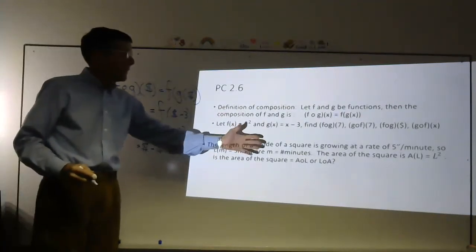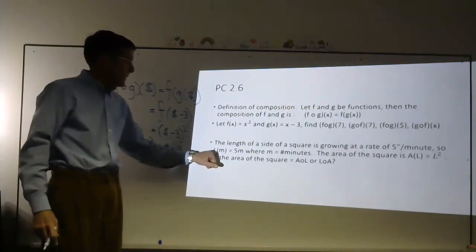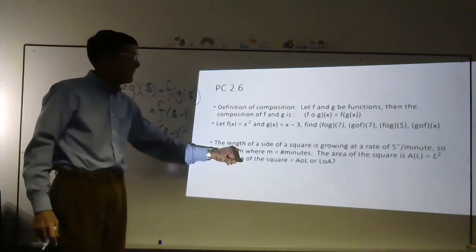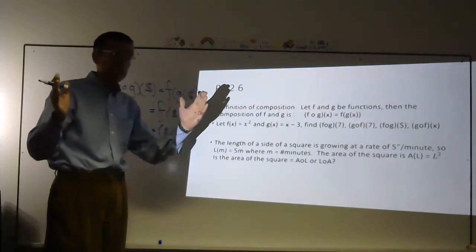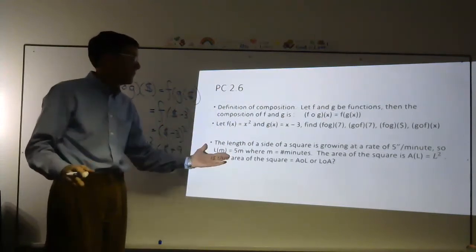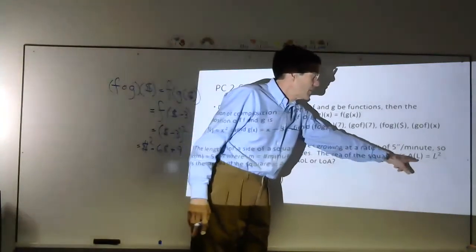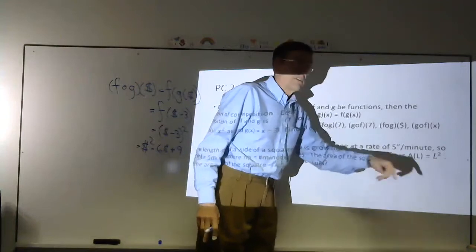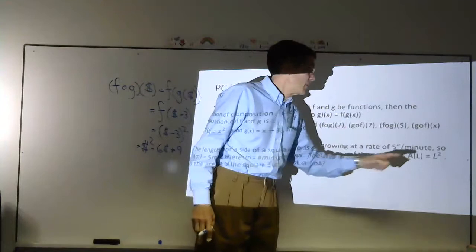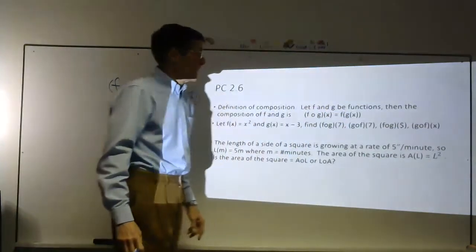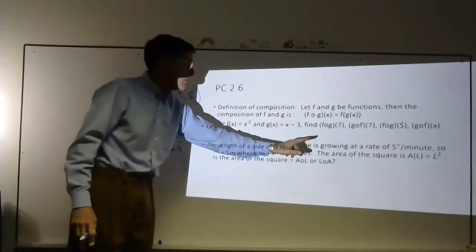The length of a side of a square is growing at a rate of 5 inches per minute. So the length depends upon the minutes. 5 times each minute. After 1 minute, it's 5 inches long. After 2 minutes, it's 10 inches long. 3, it's 15, and so on. The area of the square depends upon what the length is, and isn't area length times width? And because it's a square, they're both the same. So the area of the square is L squared. Okay? Is the area of the square A circle L or L circle A?